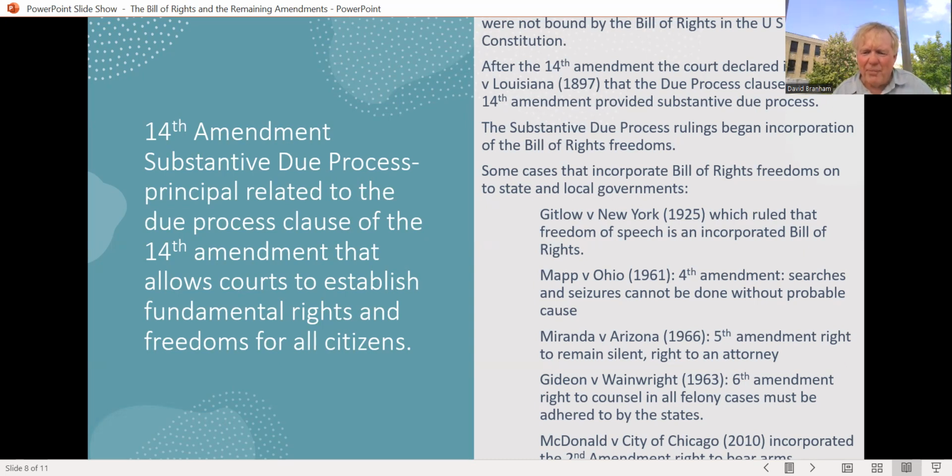And Gideon versus Wainwright, the Sixth Amendment right to counsel in all felony cases must be adhered to by the states. So now if you don't have counsel in state court, you get that lawyer there too. Used to, it was only federal court. If you're in a felony case, you get the right to counsel. Even if you can't pay for it, it has to be provided for you. And then finally, the last one I want to go over is McDonald versus the City of Chicago, which incorporated the Second Amendment Bill of Rights in 2010 onto the states. So there has to be some level of the right to bear arms in every city and state in the United States. It is a constitutional right.